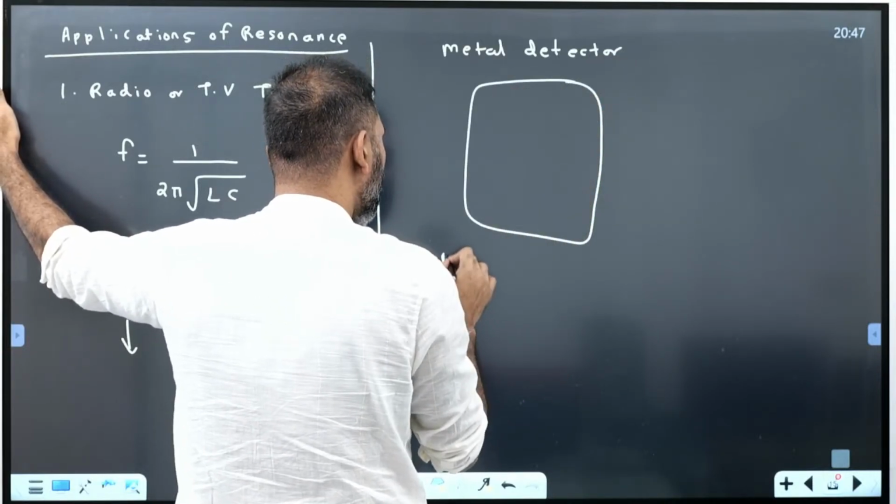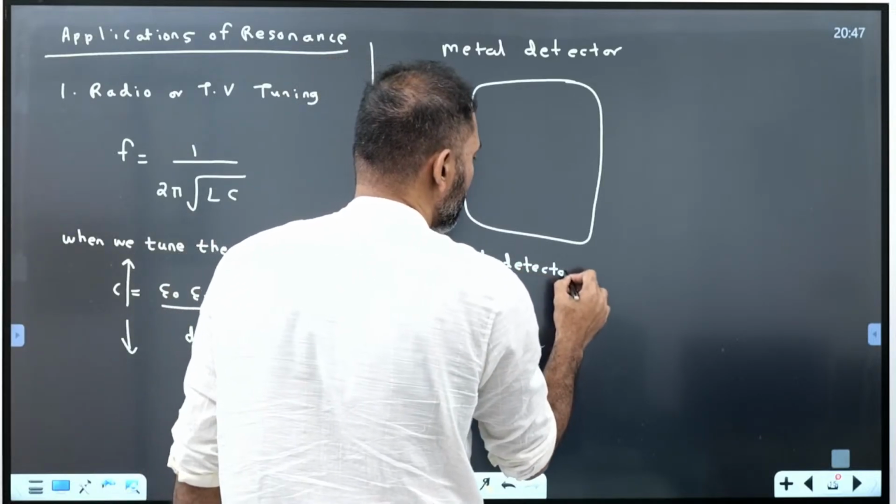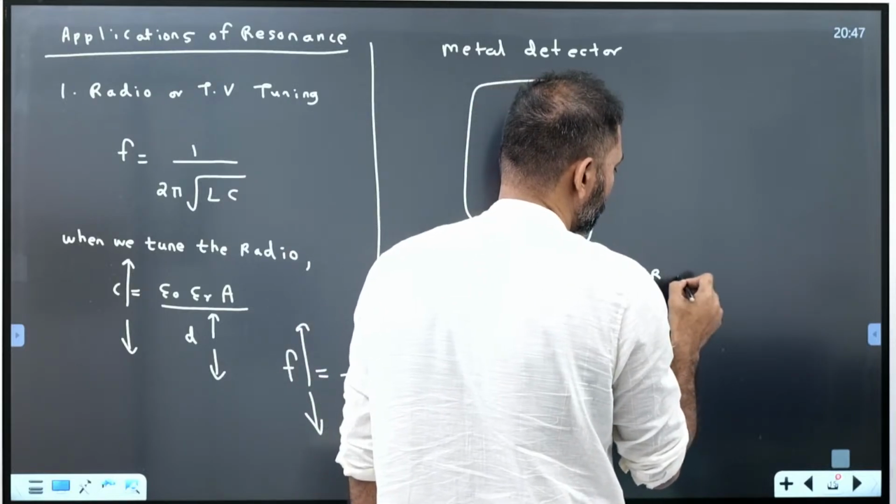A metal detector is an LC circuit at resonance.